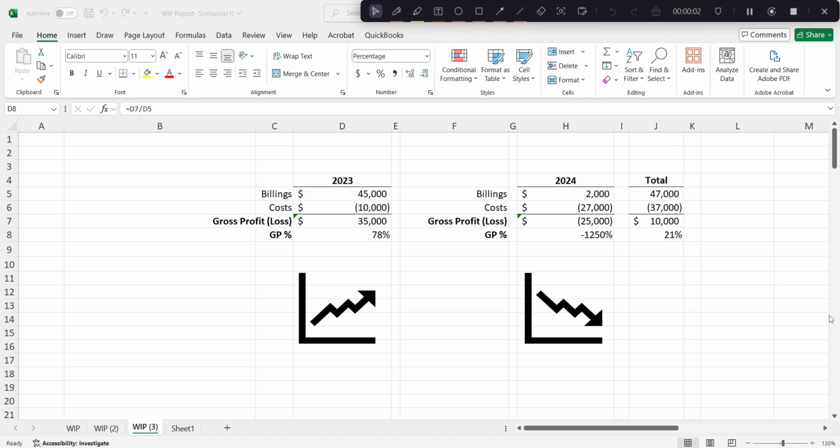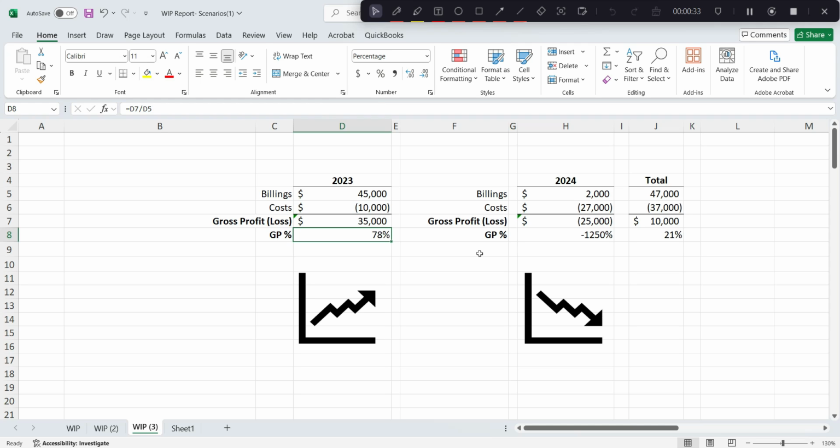To understand overbillings, we have to understand the motivation behind them. In front of us, we have activity from one project that started in 2023 and finished in 2024. In 2023, we had billings of $45,000 and costs of $10,000, leaving us a gross profit of $35,000 with a gross profit percentage of 78%.